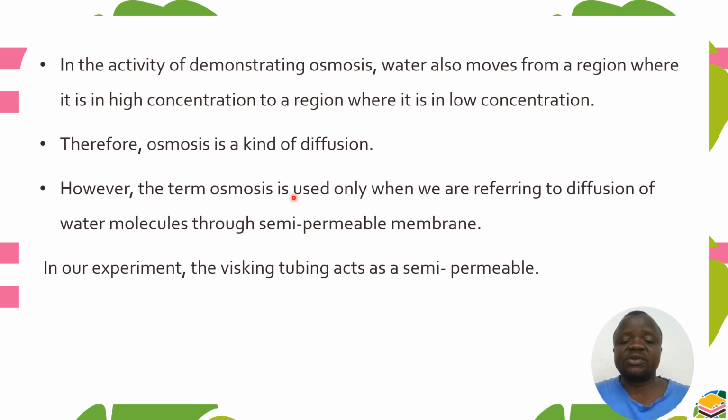However, the term osmosis is used only when we are referring to diffusion of water molecules through a semipermeable membrane. So therefore, we can say osmosis is diffusion of water through a semipermeable membrane to the other side or into the cell. So in our experiment, the whisking tubing acts as a semipermeable membrane.